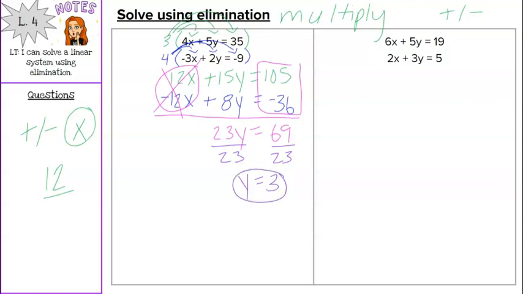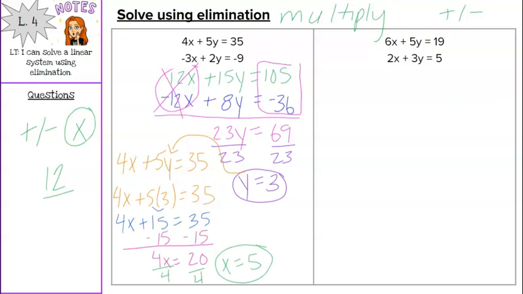So now we need to solve for x. So when you solve for x, I want you to go up to the original equations, so not the ones we multiplied to change, the original equations, and pick one. I'm going to pick the top one because it has all positive numbers, so I'm going to use 4x plus 5y equals 35 to solve for x. I know y is 3, so I can replace y with 3. I can do 4x plus 5 times 3 equals 35. I would like you to finish solving that equation to solve for x.